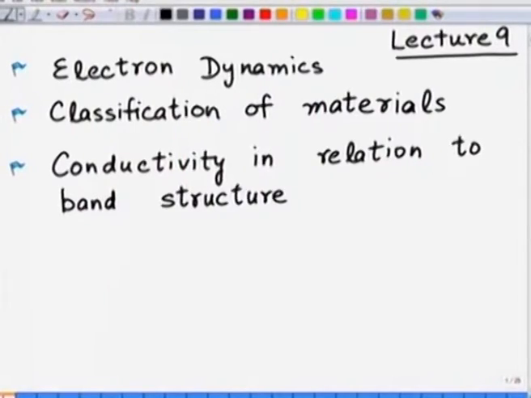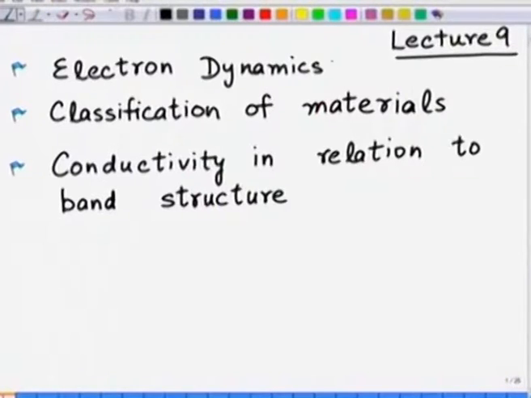So, now knowing the origin of the band gap, we can use EK diagrams. Using the EK diagram, the first thing I will do today is electron dynamics, and then we will again start looking at the classification of materials, and following that we will start looking at conductivity of materials in relation to the band structure. Let us see how far we go with respect to this topic. If we do not finish, we will continue in the next lecture also. So, let us start with electron dynamics.